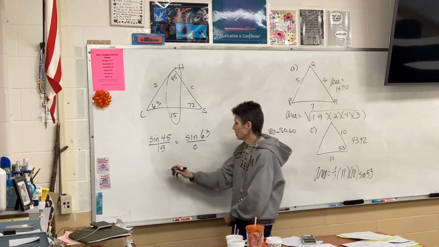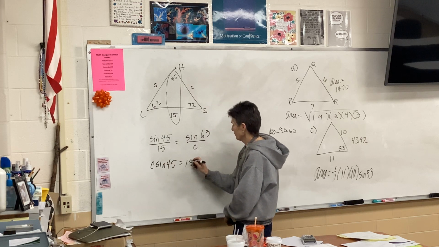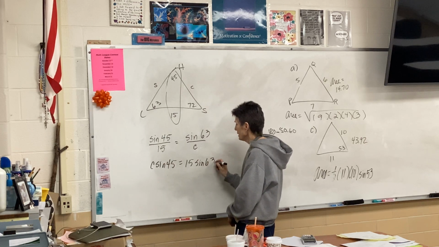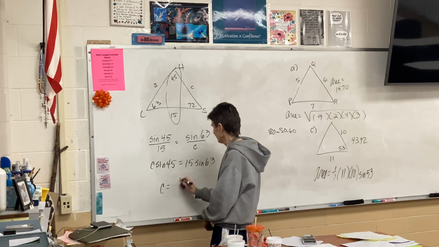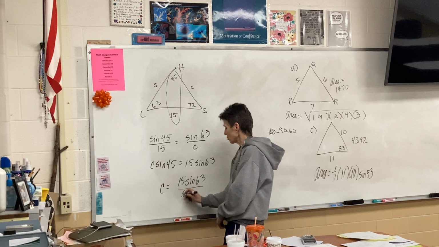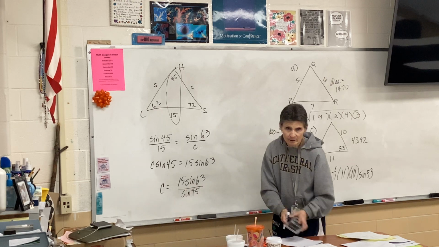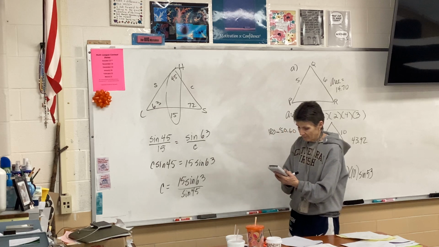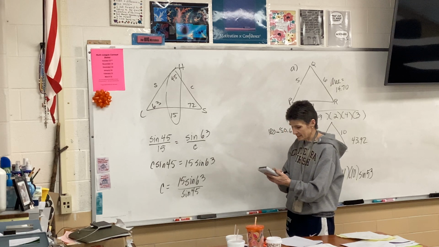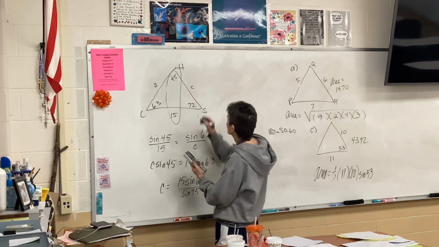All right, so I'm going to cross multiply and divide. Now notice, I have my angles, so please don't be doing any inverse stuff. No inverse stuff. Now for this one, 15 sine 63 divided by sine 45. I got 18.90.